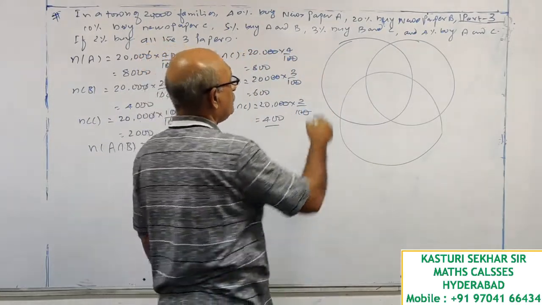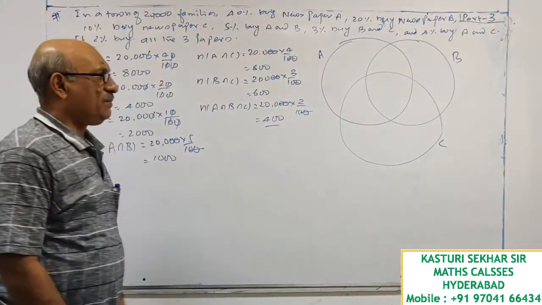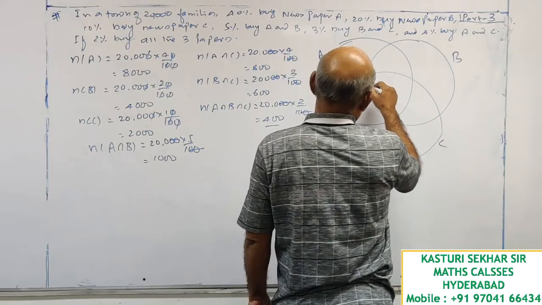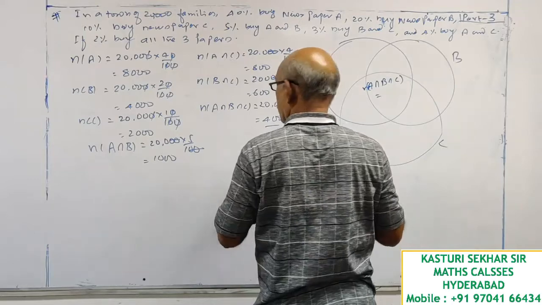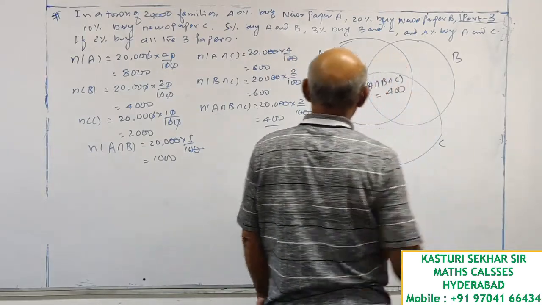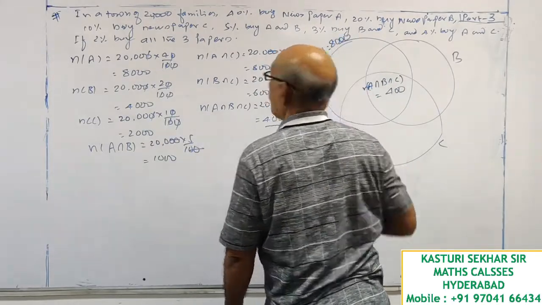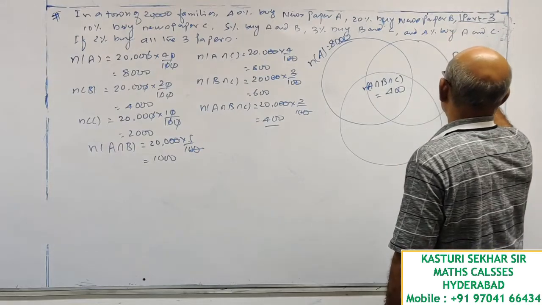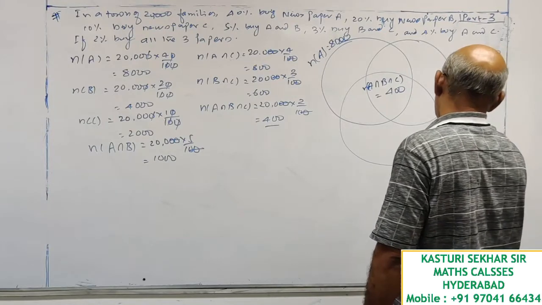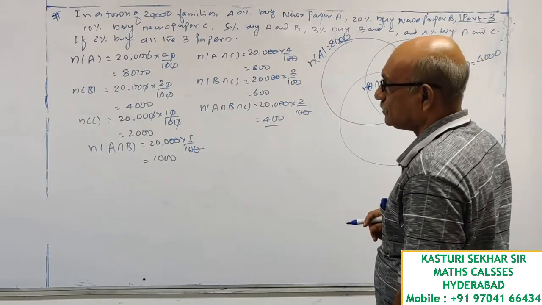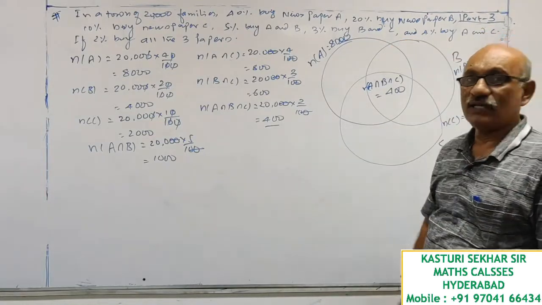Three sets we have, A, B, C. This is A intersection B intersection C, N of which is 400. N of A is 8,000, N of B is 4,000, N of C is 2,000. The remaining values we have to fill in on the board.